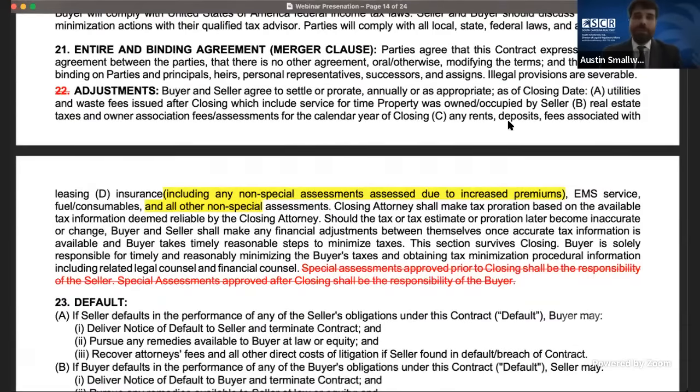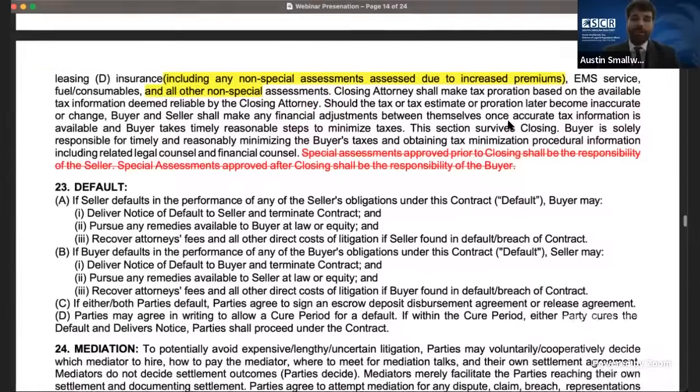So those are the only changes that are being made to the main contract. Certainly those don't look like big changes, but they can be substantial. So make sure you're having the appropriate conversations with your buyer and seller on those.